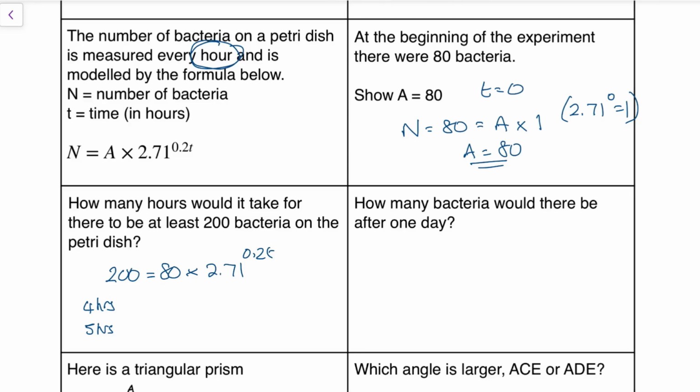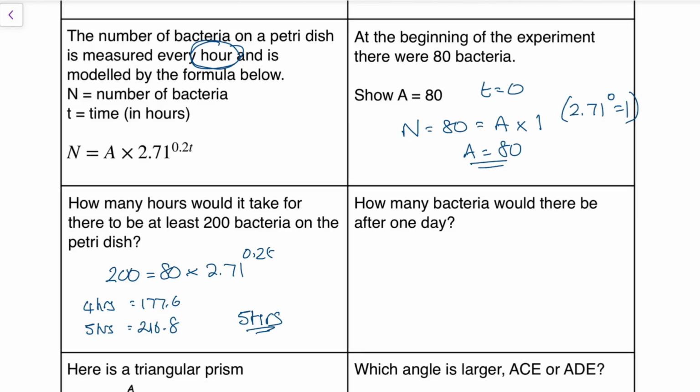So if I do 80 times 2.71 to the power of 0.2 times 4, that's going to give me 177.6. Now, it depends which calculator you've got, but if I replace the 4 with a 5, that gives me 216.8 bacteria. In other words, I need to get to 5 hours in order to get above 200 bacteria. So my answer is 5 hours. Again, you will learn a way of solving those equations at A level, but for now, you don't know how to do it.